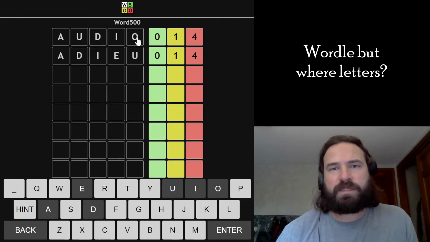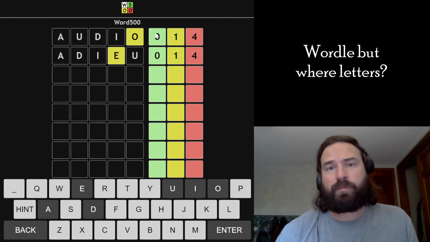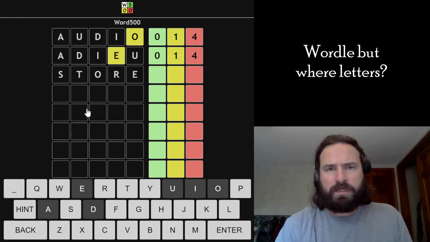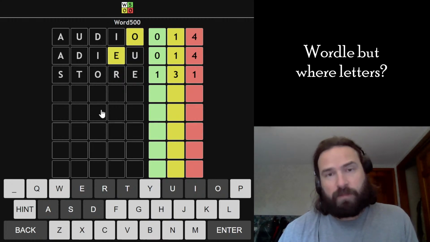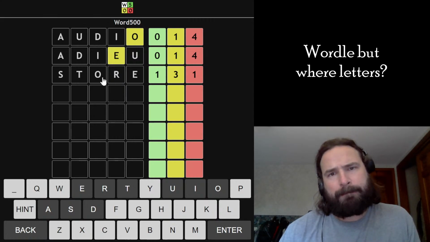So in this circumstance, if the O is the yellow from audio, and then we took it away from a do, but all the other letters are the same, then the E would have to be the letter that replaced it because we have the same number of letters from both words. So I like to try store here to test O and E together. Well, now we know O and E are in the word because one of them has to be in the word, which means that both of them have to be in the word, because we have 4 letters from store.